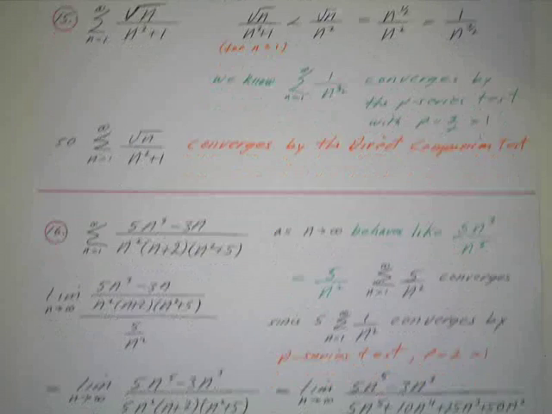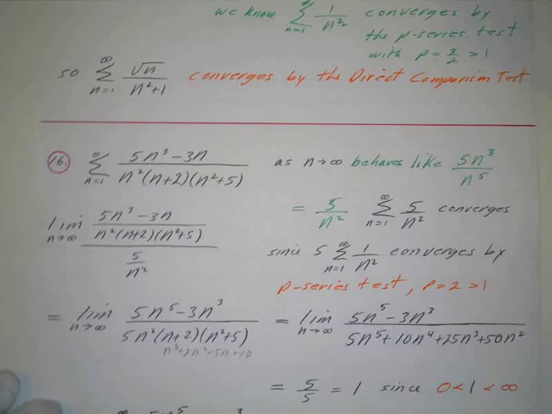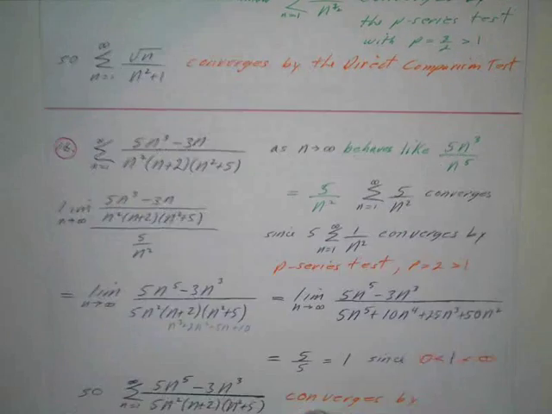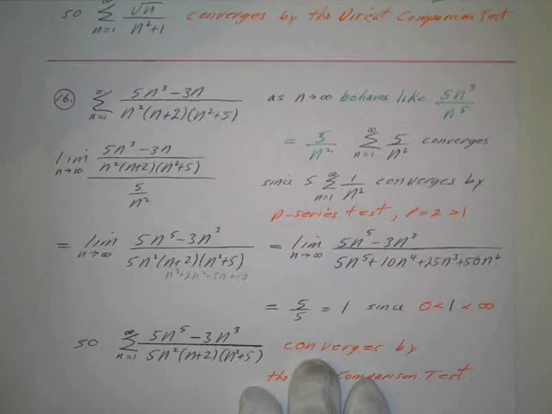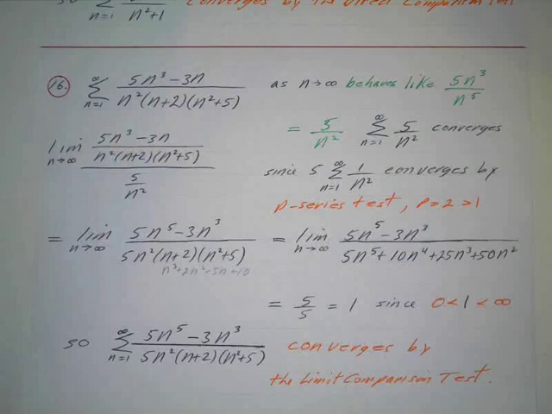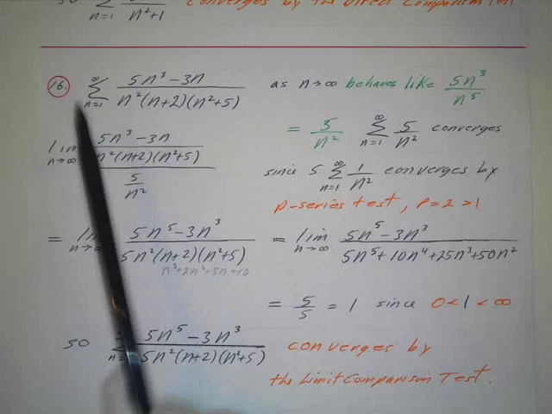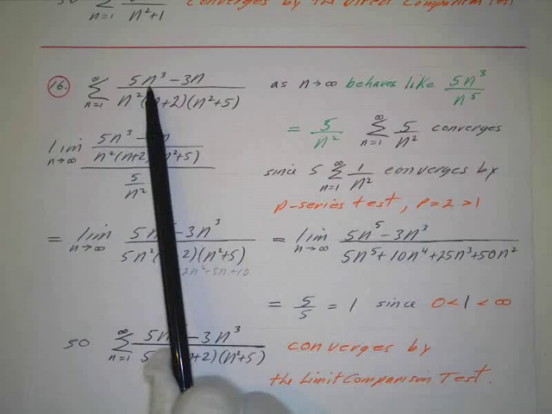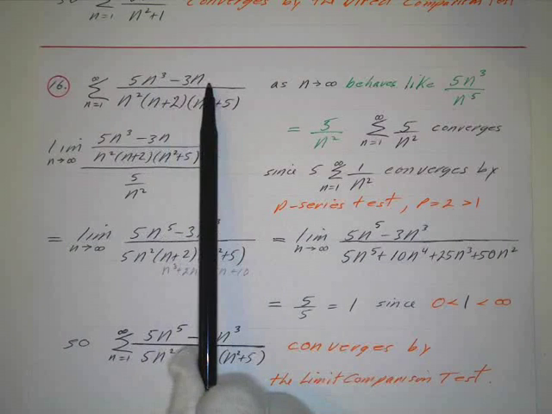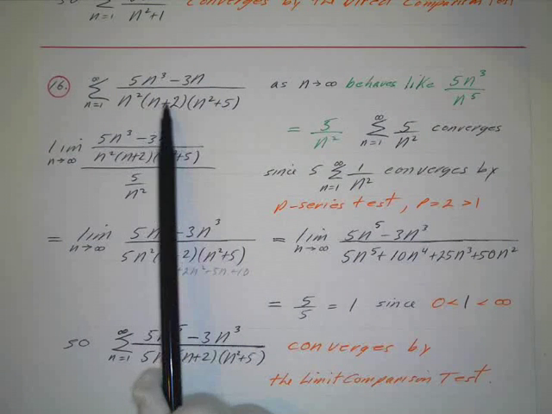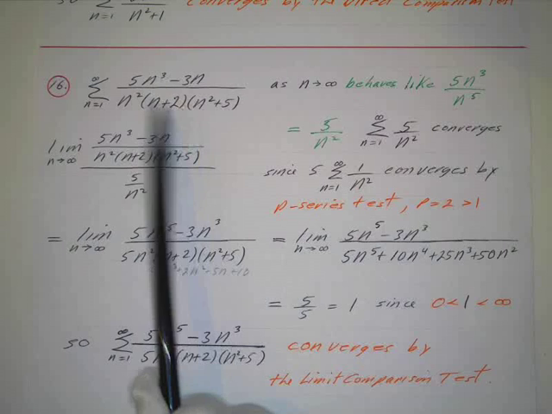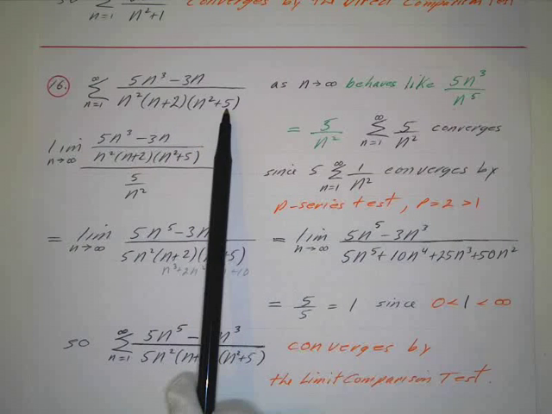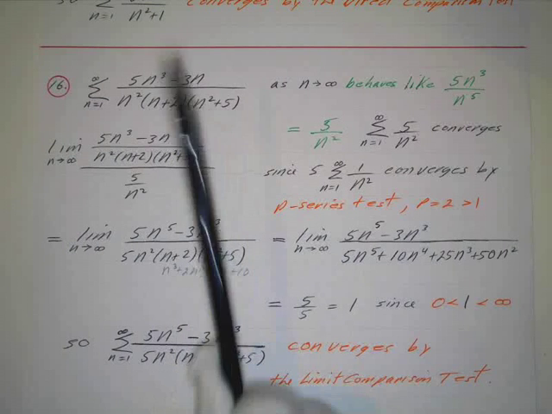So think about those. Okay, number 16. These two take a little bit of writing. This is the summation of 5 n to the third minus 3n, all over n squared times n plus 2, n squared plus 5.